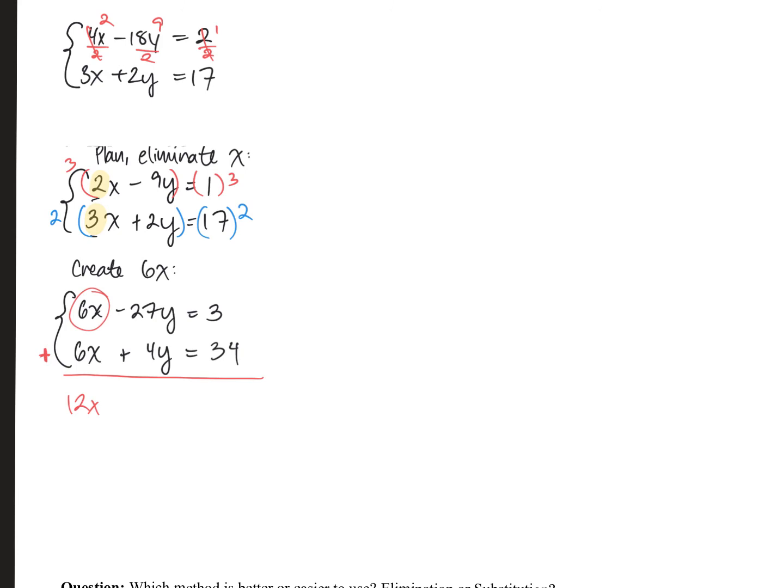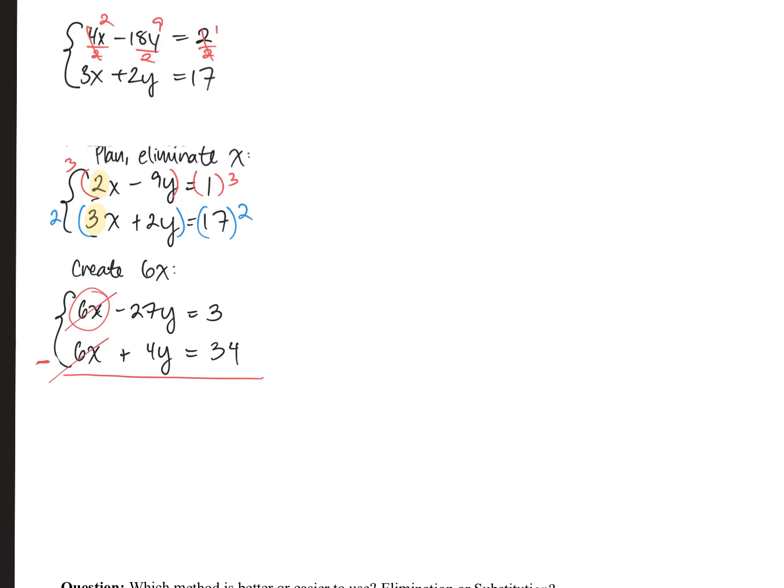Okay, it didn't work. We didn't cancel the x's. Next plan. Since addition's not going to work, the only other option we have is subtraction. Let's go ahead and do some subtraction and see if that works. Well, 6x minus 6x, hey, that cancels. The x's are gone. Awesome. Our plan is going forward perfectly.